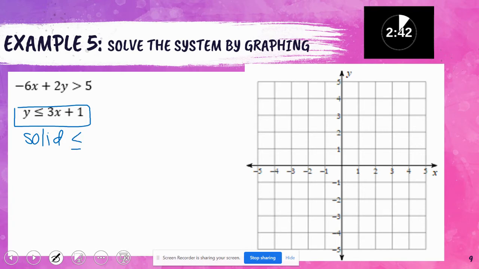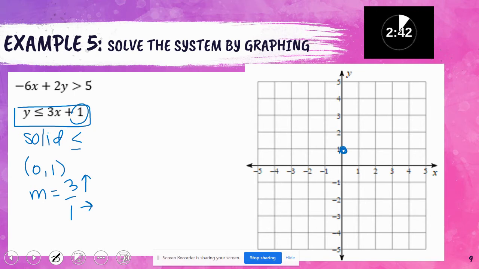We know that it has a y-intercept at 0, 1 because that's the b value from mx plus b. And we know the slope is equal to 3 over 1. So we're going to go up 3 and over 1. So since we already have this information, let's graph this one first. So let's find our y-intercept, 0, 1.